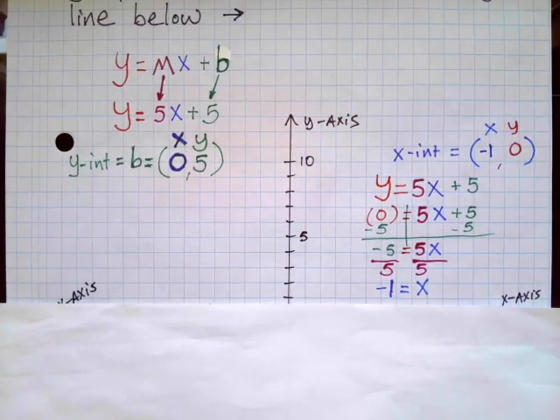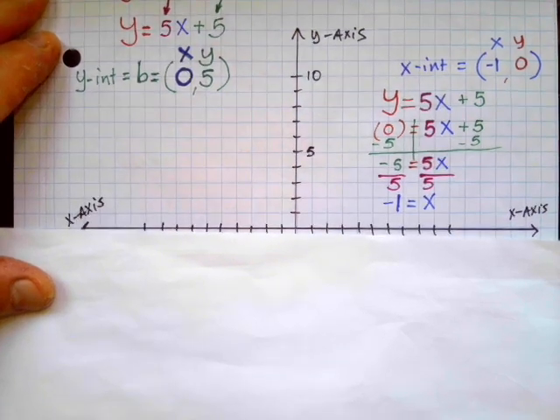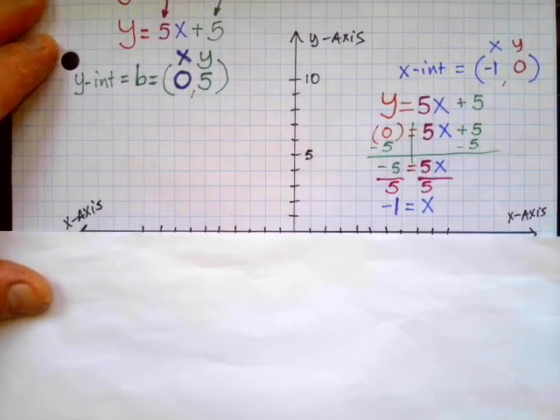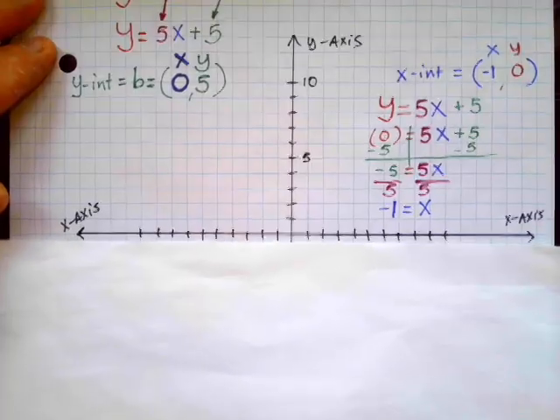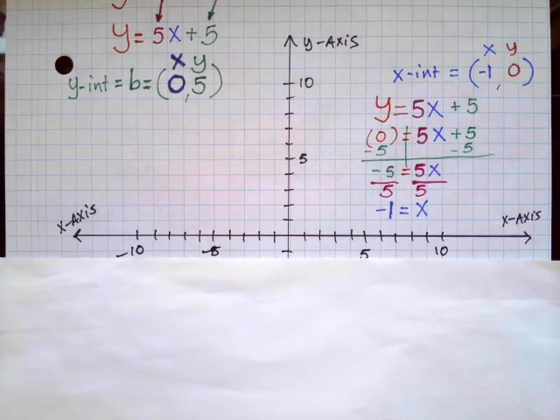My y value for the x-intercept will always, always, always be 0. So now we have our x value, we have our y-intercept, we have our x-intercept. Let's go ahead and I'm going to plot those 2 points on the graph.